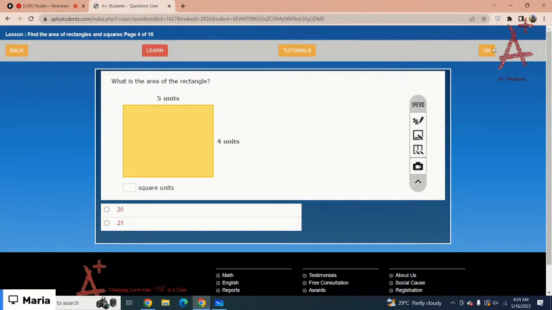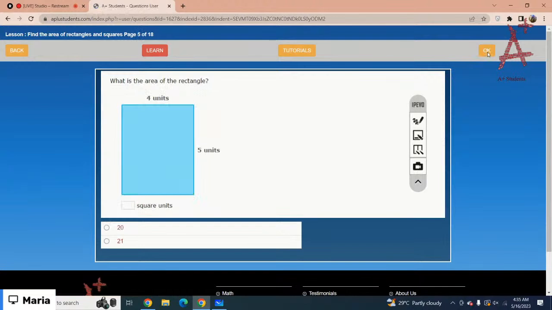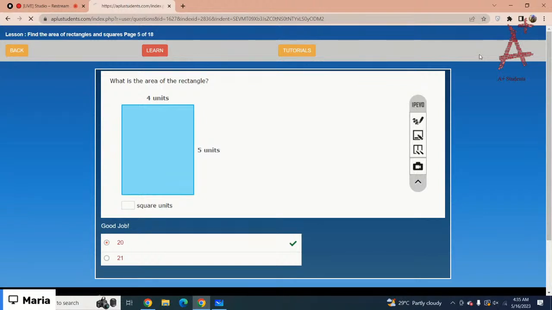What is the area of the rectangle? Which is the correct option? It would be 5 times 4. The correct option is 20. It would be 20. What is the area of the rectangle? Which is the correct option? It would be 5 times 4 makes 20.